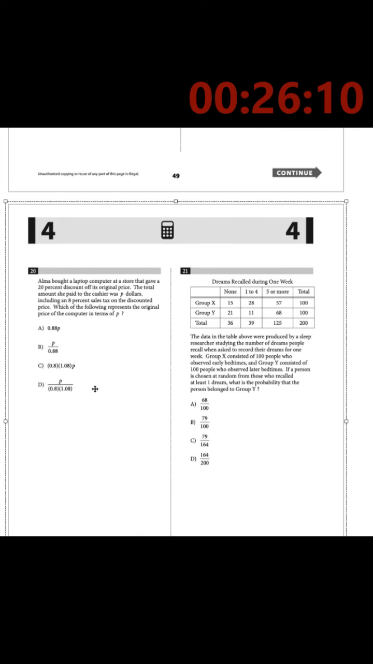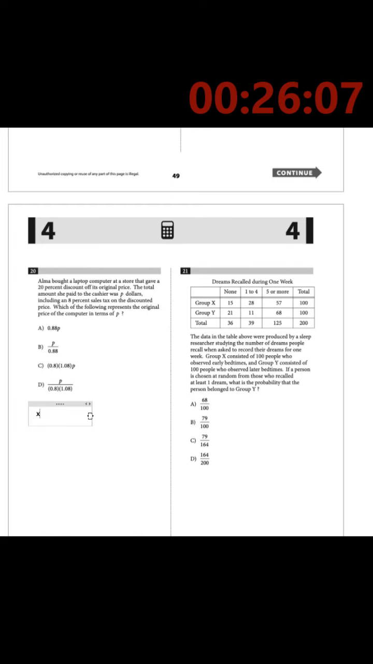Okay, let's have x be the original price of the computer. Now the discount is 20% off the original price. So it would be x minus 0.2x, which equals 0.8x. And then the sales tax is 8% of the discounted price, which is 0.08 times 0.8x, so the total is 0.88x.